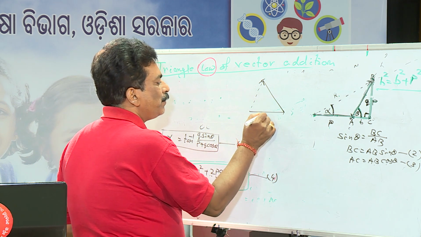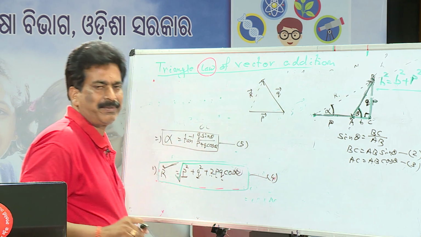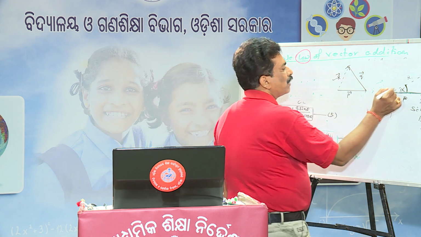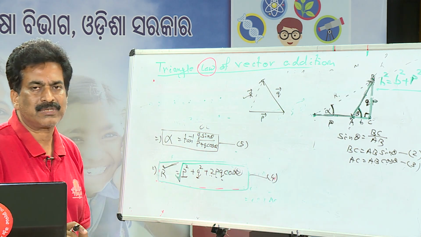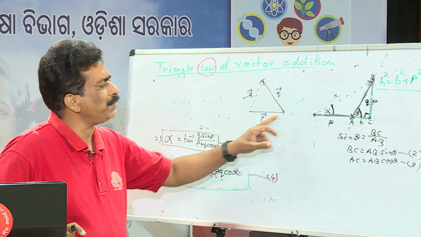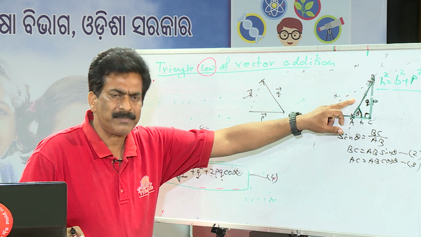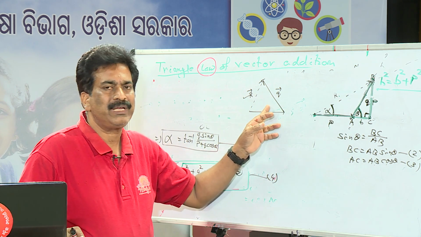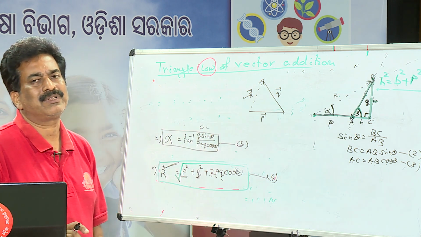If this is the p vector, this is the q vector, and this is the r vector, can you say, sir, that the r vector is the same when the two vectors are added? If this is the p, it is the same p. If this is the q, it is the same q. P and q are the same, but you see that the direction here and the direction here are different.